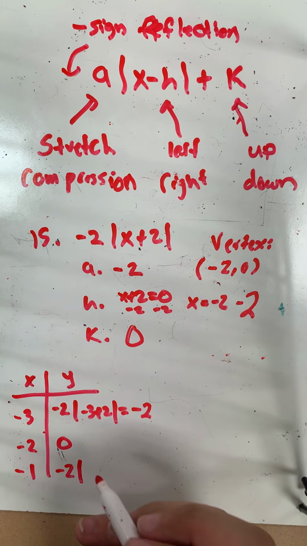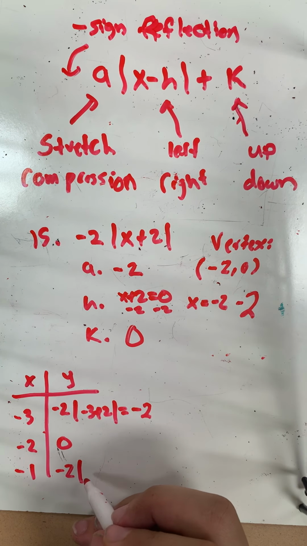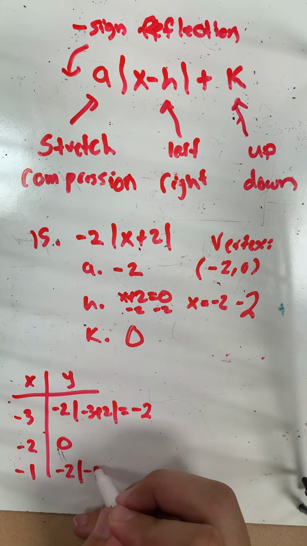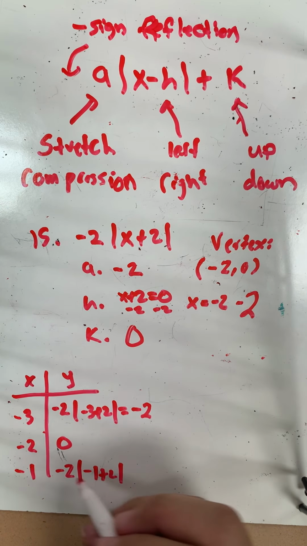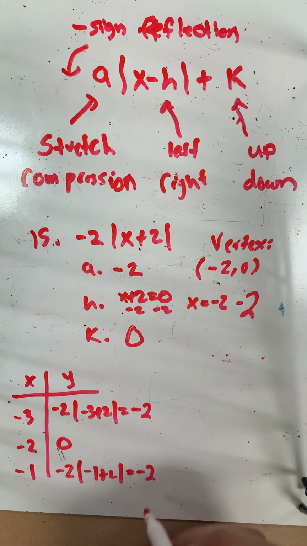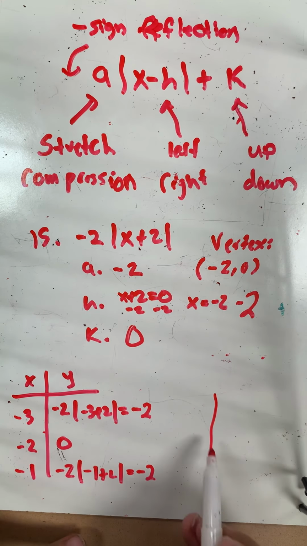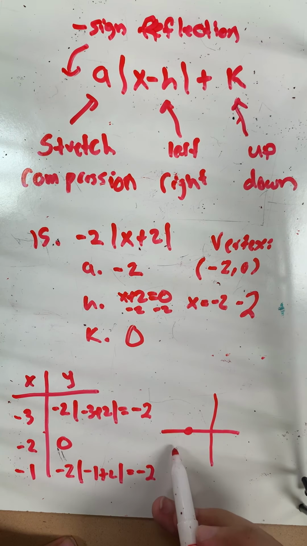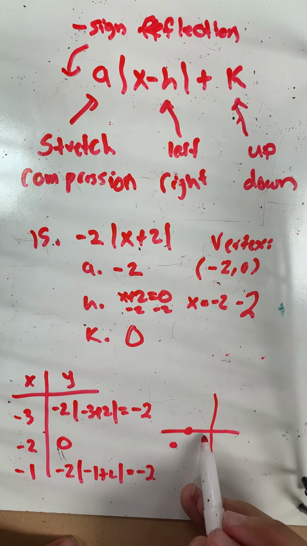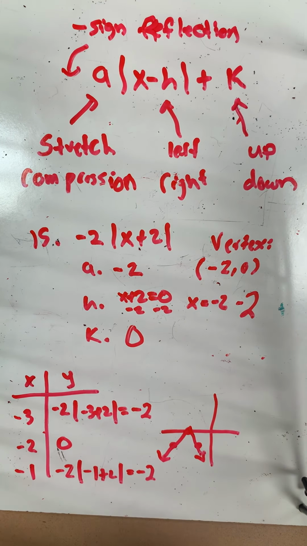Plug in the next one. I have -2 times the absolute value of -1 plus 2. Well, -1 plus 2 is 1 times -2. That equals -2. So you see how we have our V again. We have -2, 0, -2. So when I graph this, at -2, I have 0. At -3, I have -2. And at -1, I have -2. So my graph is pointing down. And I have my new graph.